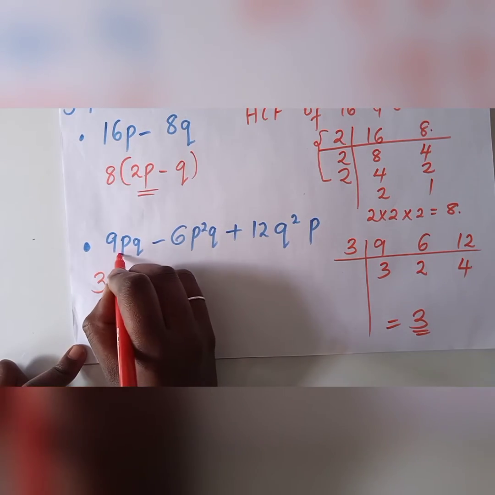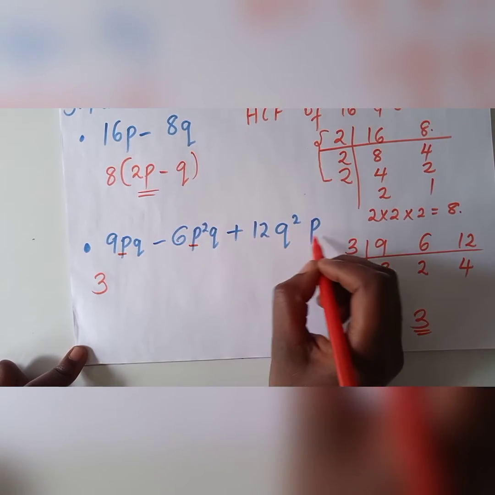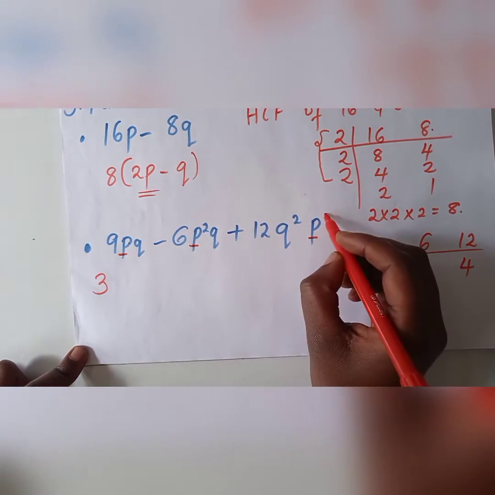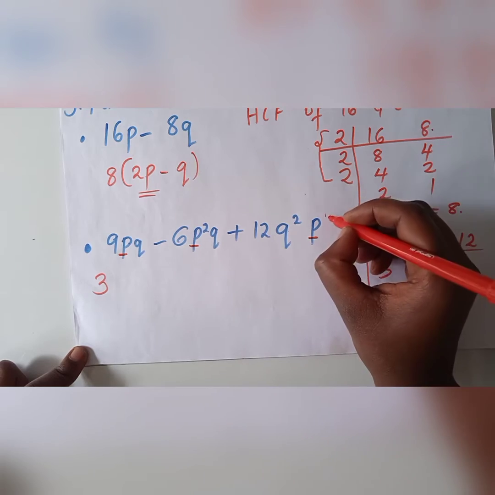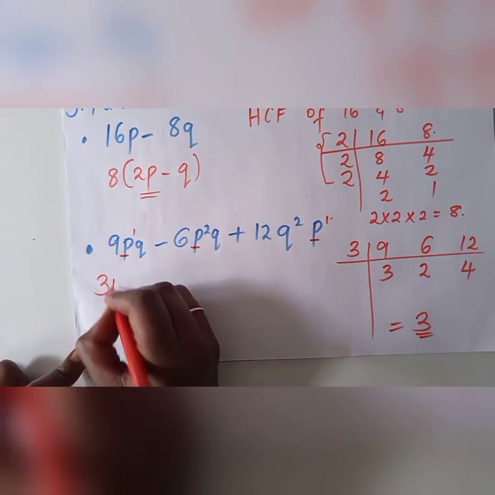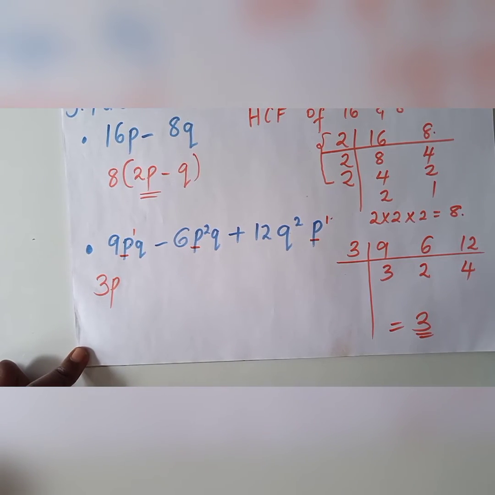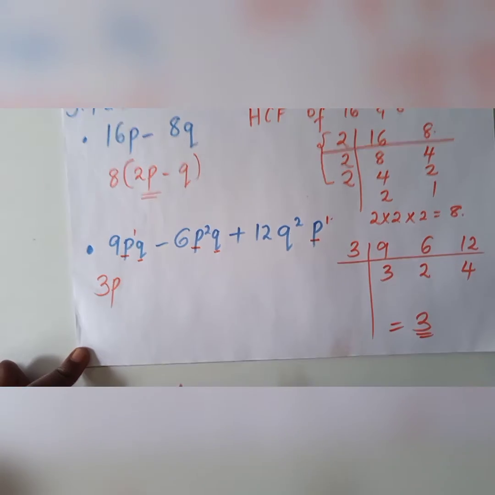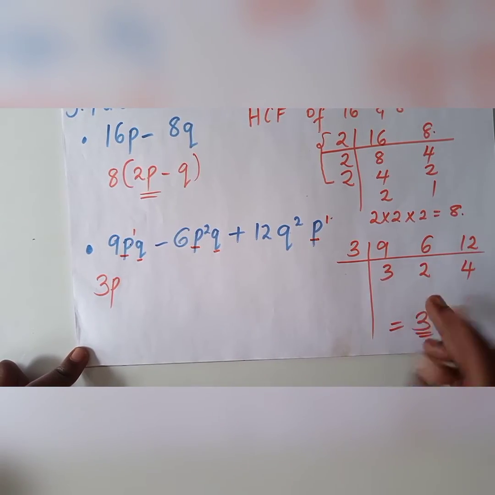Okay, so now you notice there's a P here, there's a P, and also there's a P. But for P, you pick the P with the lowest power. So this one has a power of 1, this one has a power of 1. So we only take 1 P outside. So over here, there's Q, but there's no Q. So Q is not a common factor.